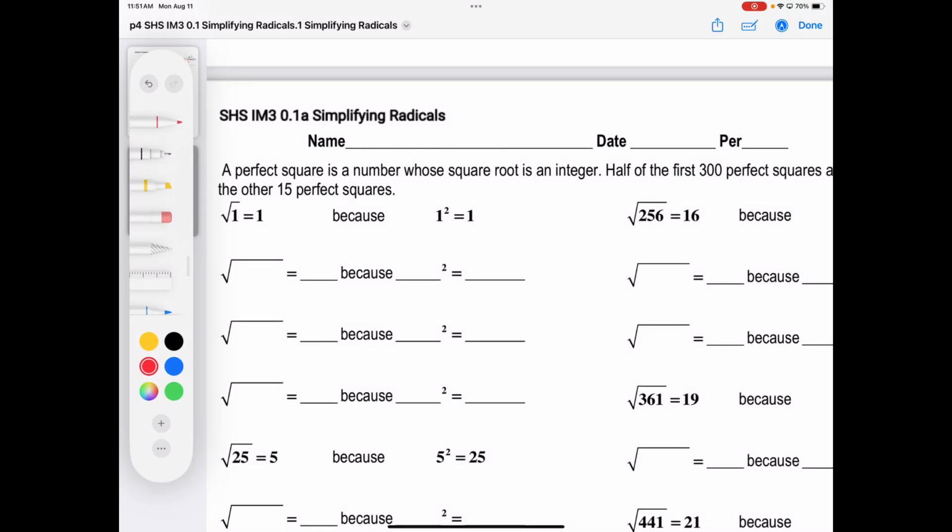Okay, so today a trick is I want you to underline the words perfect square. Your life will be easier by the end of the lesson if you can just figure out what a perfect square is and how to use it. So what is a perfect square? A perfect square is a number whose square root is an integer.